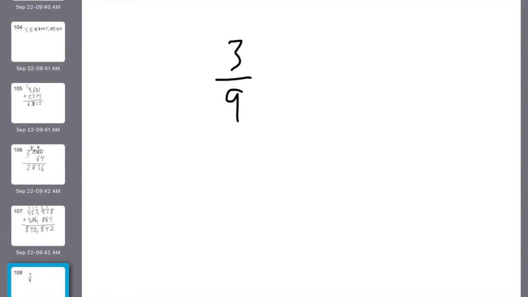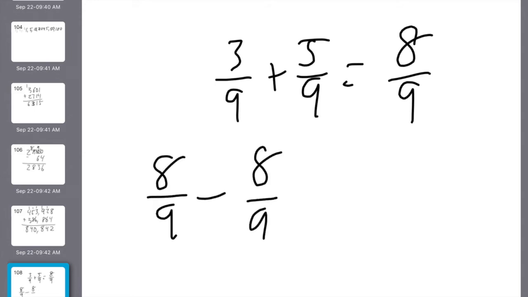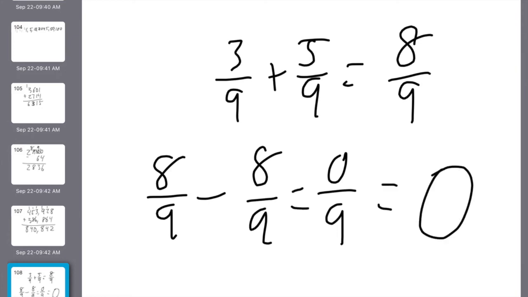21 has parentheses, which means do it first. So I have 3/9 plus 5/9 equals 8/9. Then I start over and have 8/9 minus my answer of 8/9. That equals 0/9, which is written as just 0.